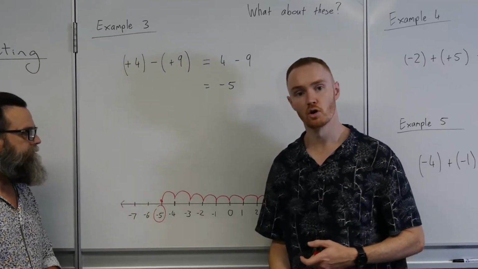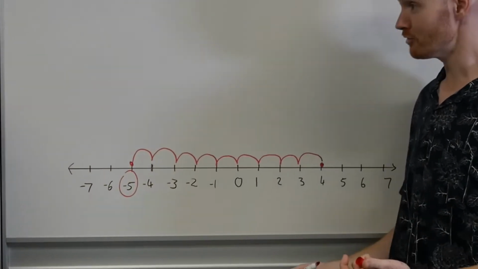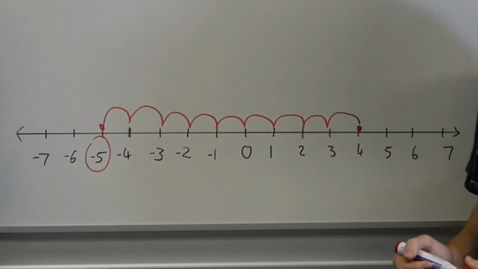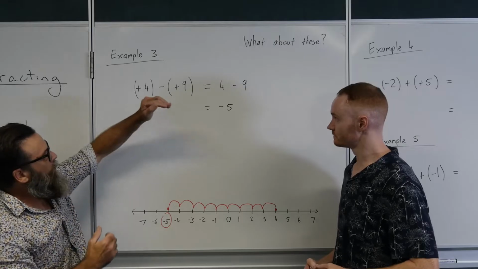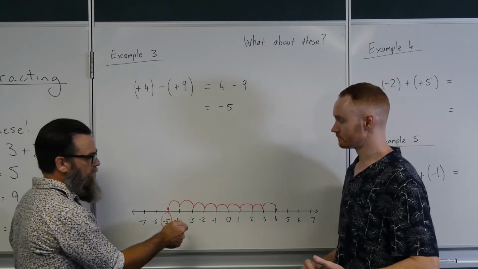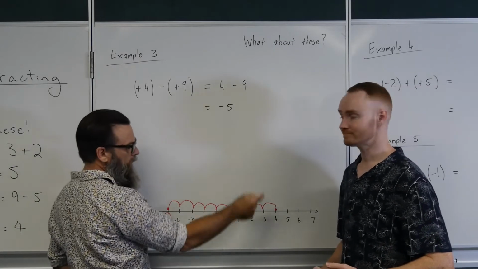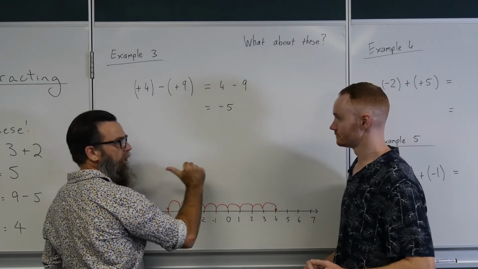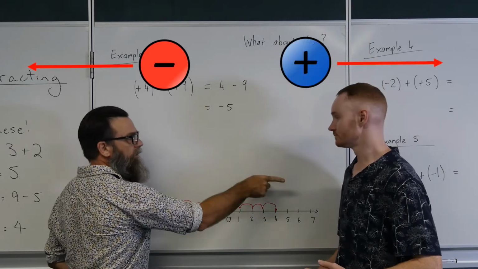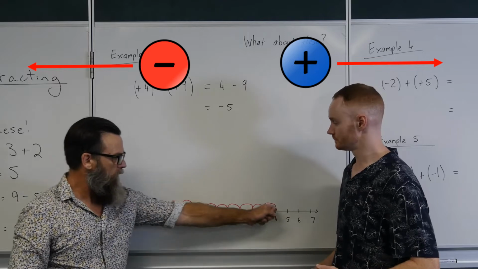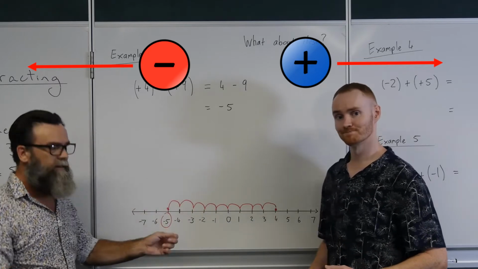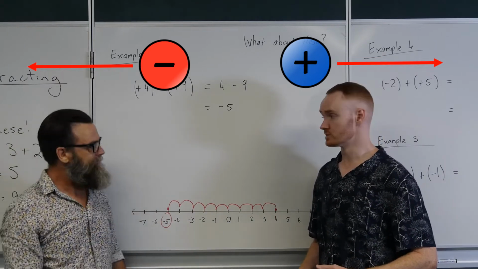So once I've done those 9 little jumps backwards to the left, I end up with negative 5. Fantastic. So we rewrite the problem, then we use our number line, we identify where the first number is. If it's subtract, we go to the left. If it's add, we go to the right. That's it. And you've subtracted, counted all the way down, and there's our negative 5 answer. That's it. What a weapon.